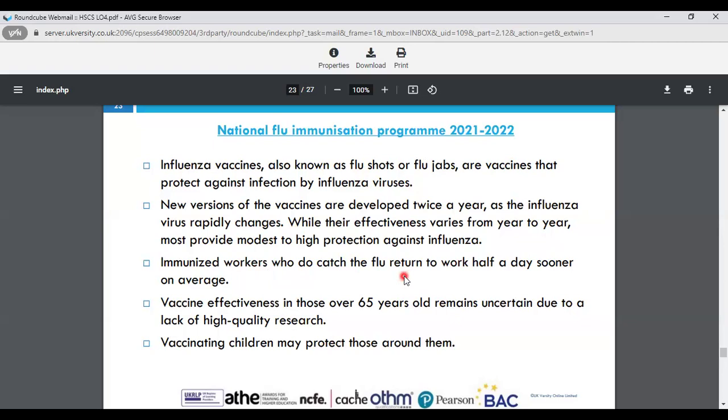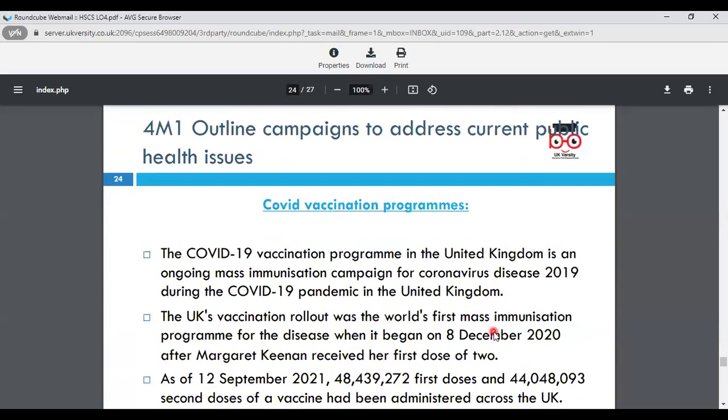Immunized workers who do catch the flu return to work half a day sooner on average. So even if they're hit by the flu virus, they're not hit that badly compared to someone who's not had the vaccine at all. The benefit of vaccinating those over 65 years old remains uncertain due to lack of high quality research. Vaccinating children may protect those around them.